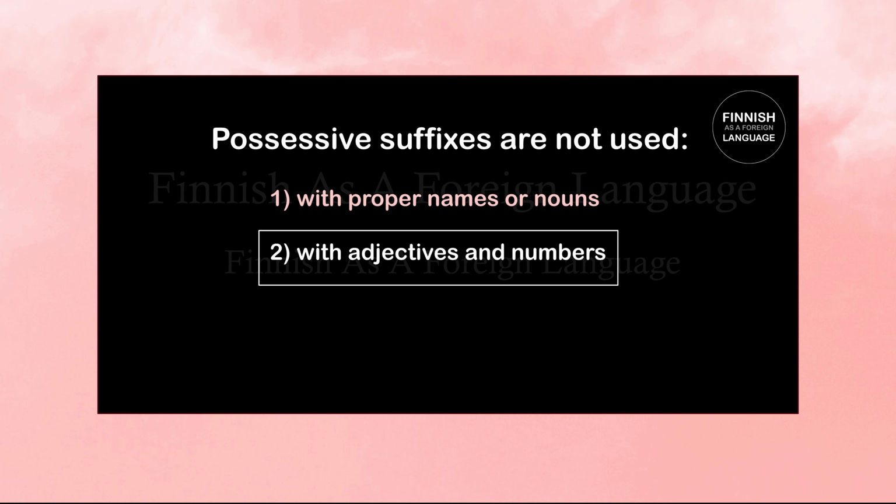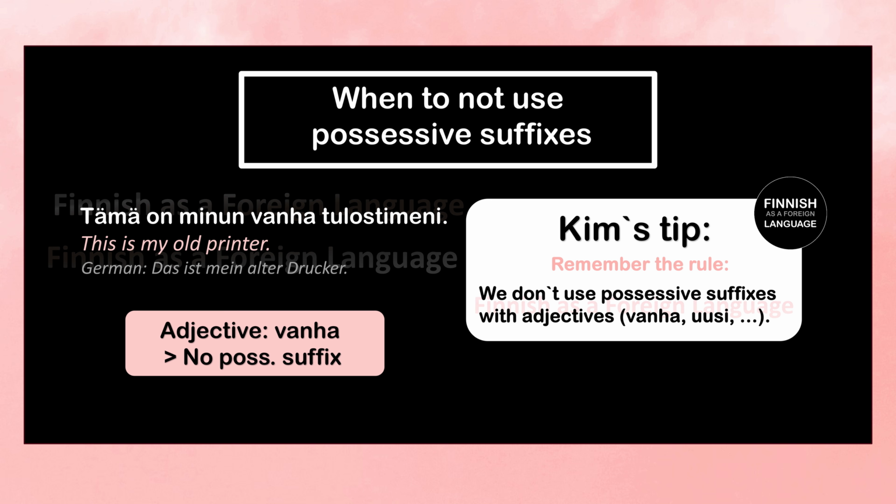Then we also do not use possessive suffixes with adjectives or numbers. Let's see what it means. For example, tämä on minun vanha tulostimeni means this is my old printer. Here in this sentence, vanha is our adjective, which means we do not add any possessive suffix to it. So here we cannot say vanhani. Let's repeat. Tämä on minun vanha tulostimeni. This is my old printer.